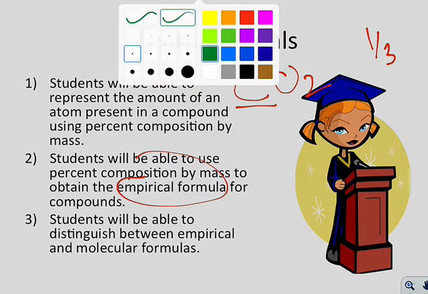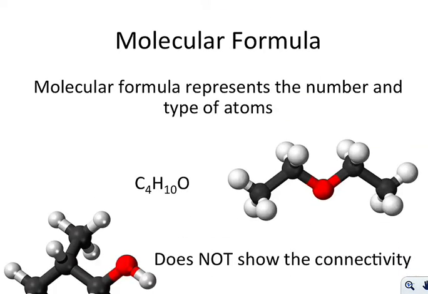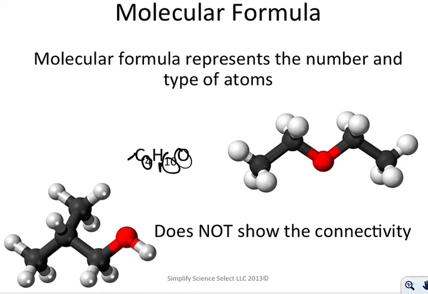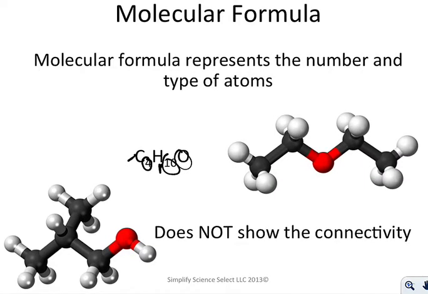So the first thing we want to do is look at what a molecular formula is. A molecular formula represents the number and type of each atom. So for example, you have 4 carbons, 10 hydrogens, and 1 oxygen. What you should realize is that the molecular formula does not represent the connectivity of the molecule, just the number of each type of atom present in a given molecule.